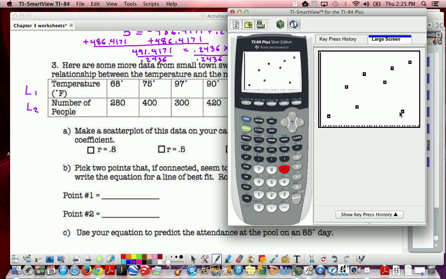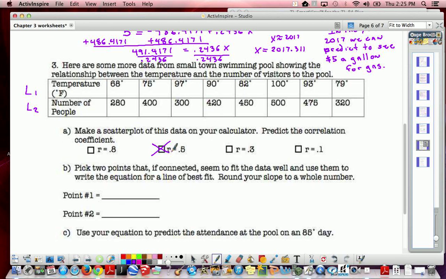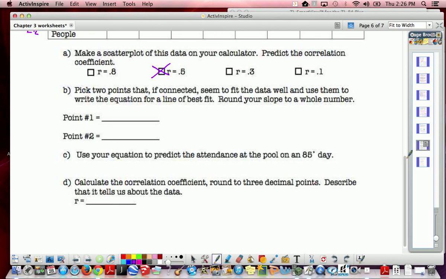There's a part of me that wants to say 0.8, but this point I think is going to cause it to be something more like 0.5. So that's the one that I'm going to go with and see what happens later.